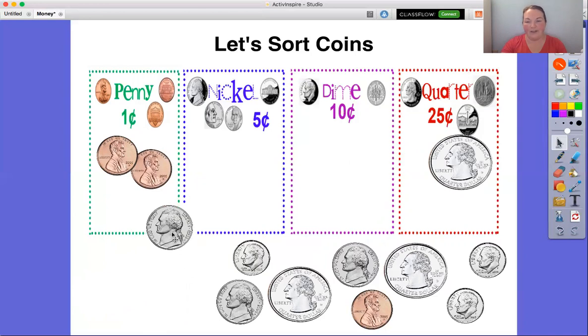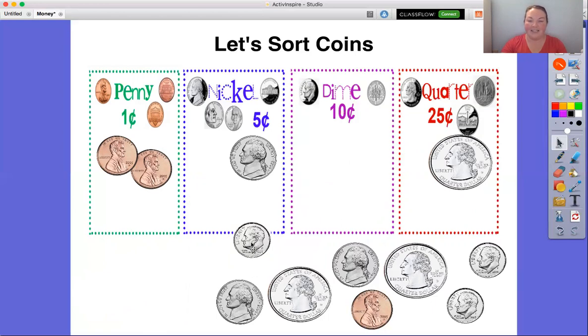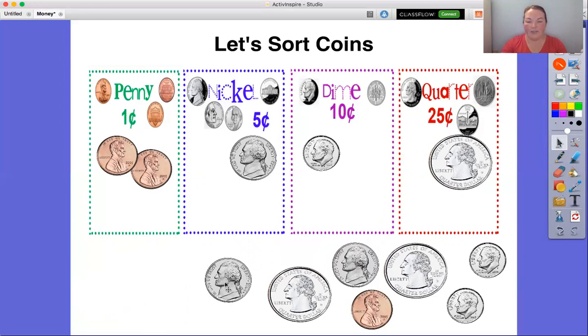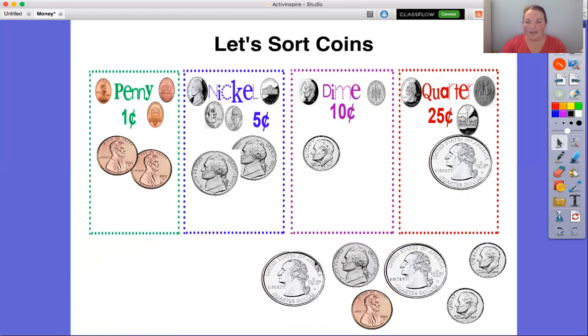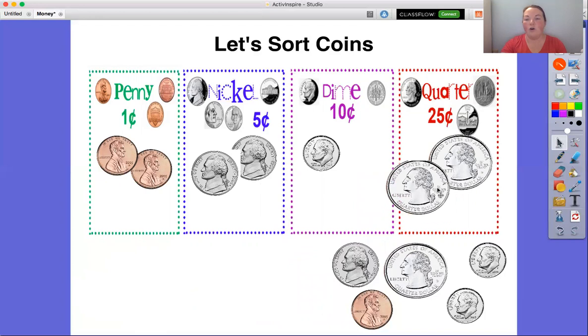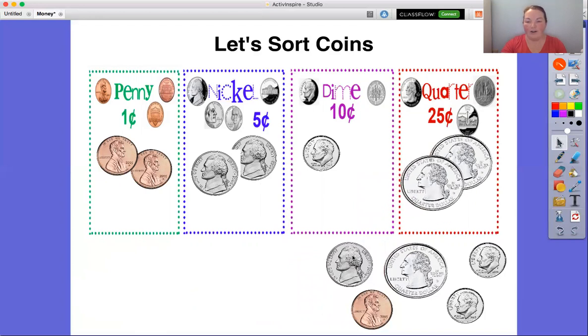Is this a penny? No. Is it a dime? Too big. It's a nickel, worth 5 cents. This is the little guy, so it must be a dime, worth 10 cents. Okay, what's this one? Nickel or dime? Nickel. There's a nickel. What about this one? The biggest one. Is it a dime? Quarter. It's a quarter.